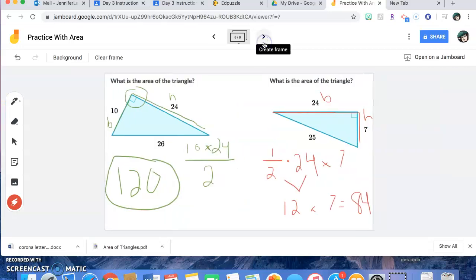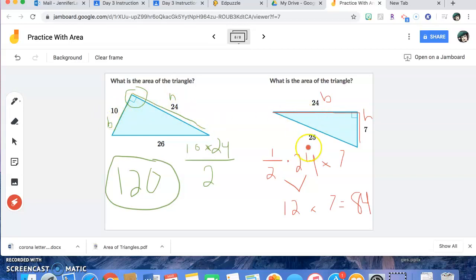So I have their answers already made for us here. The first answer should be 120 units squared. The reason for that is because 10 and 24 are the base and the height. Again, I can interchange those. So I did 10 times 24, which is 240, divided by 2, which is 120. I could have also taken half of 10, which is 5, times 24. Or I could have taken half of 24, which is 12, and then done that times 10.